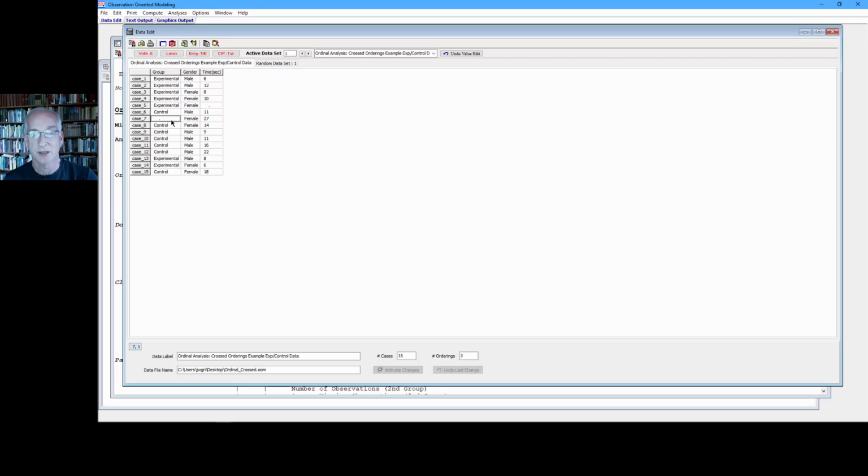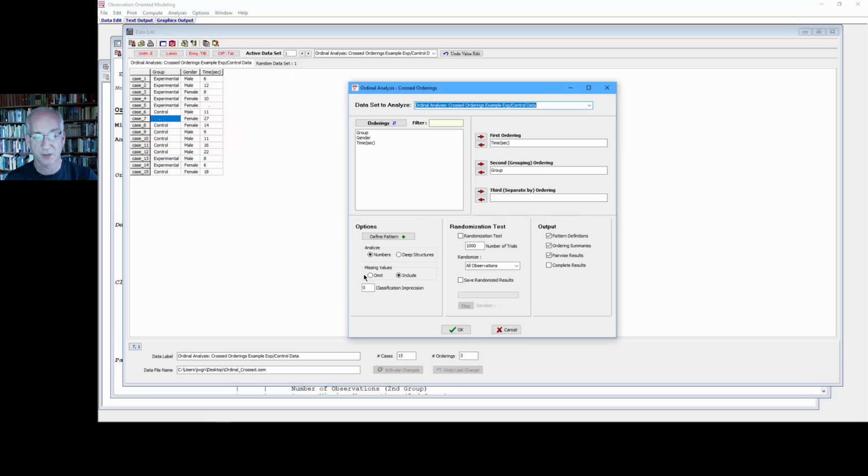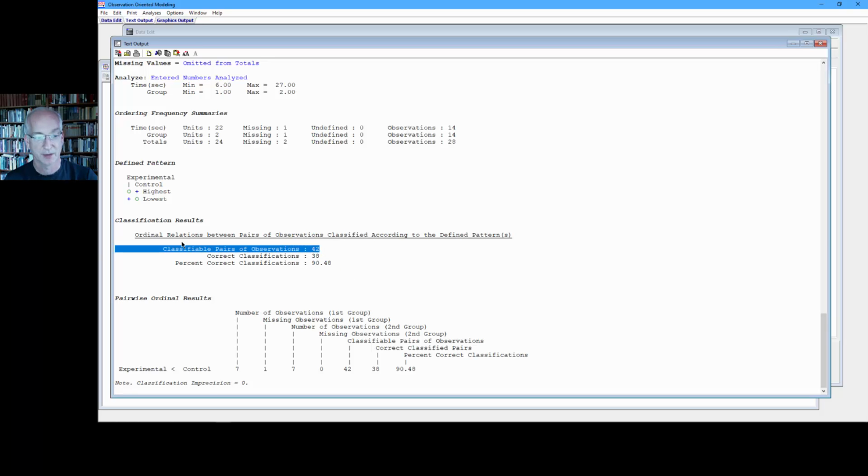So now I've taken that control individual out, and we have the experimental reaction time missing here. So that's 1, 2, 3, 4, 5, 6 experimental values times 1, 2, 3, 4, 5, 6, 7 control values. So 6 times 7, that will give us 42 possible comparisons there. So we'll go back to the ordinal analysis. I'm going to go back to the omit here, and we'll select OK. And there we see the 42 classifiable pairs of observations. 38 of those match, and we're at a PCC of 90.48.